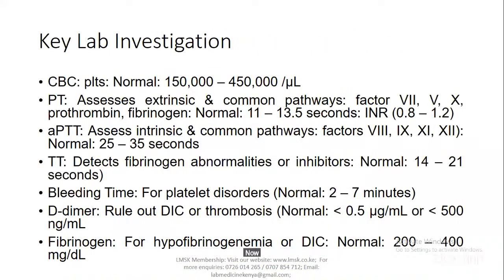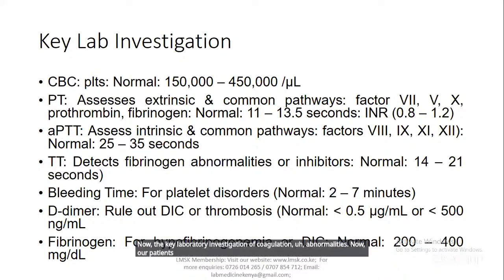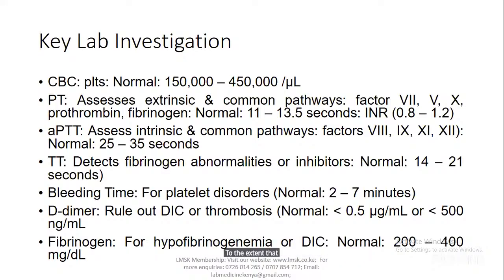Now, the key laboratory investigation of coagulation abnormalities. Now, a patient can be examined thoroughly to the extent that you can identify the specific coagulation abnormality that a patient is suffering from. Investigation actually begins with the doctor or the clinician. So it begins by taking the history of the patient and also getting to know about the symptoms the patient is suffering from.